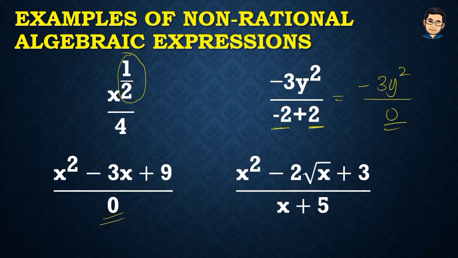And lastly, x squared minus 2 square root of x plus 3 all over x plus 5. What makes this expression a non-rational expression? It is the square root of x. When we transform the square root of x, it becomes x raised to 1/2. Again, fractional exponents are not allowed in rational expressions. I hope the difference between a rational algebraic expression and non-rational expressions is clear to you.